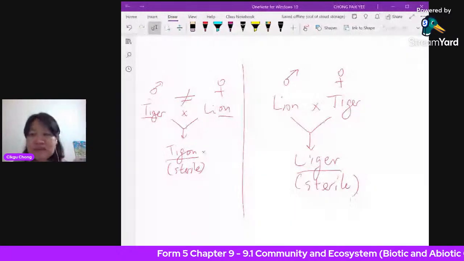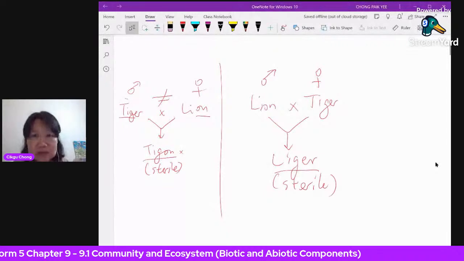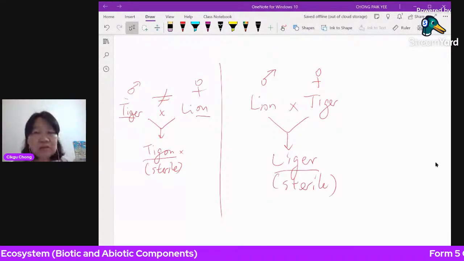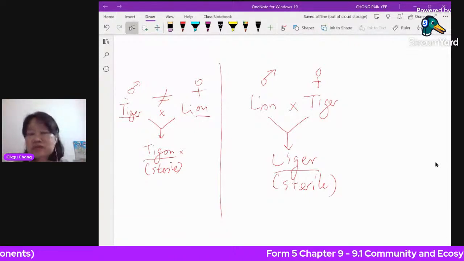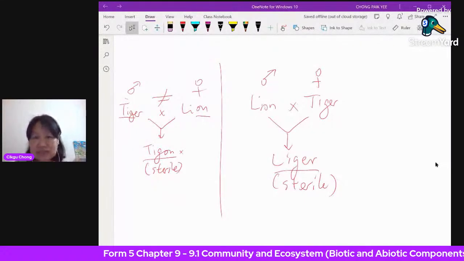You don't believe me, or I don't expect you to believe me, all right? You can take everything with a pinch of salt, which is good. Don't believe everything that you listen to, don't believe everything that people say, okay? You can use it for your own judgment. Now go and look up liger. Go and look up tigon and see what you get, okay?